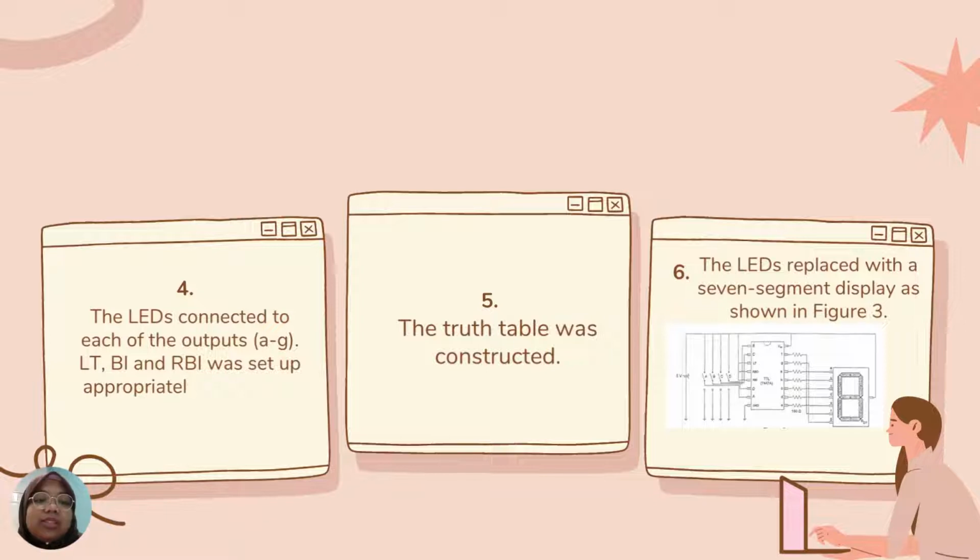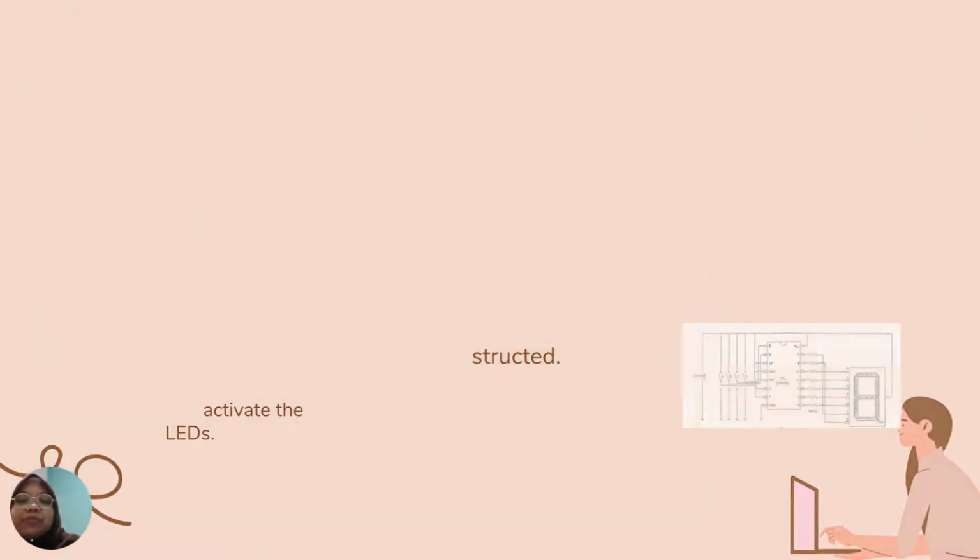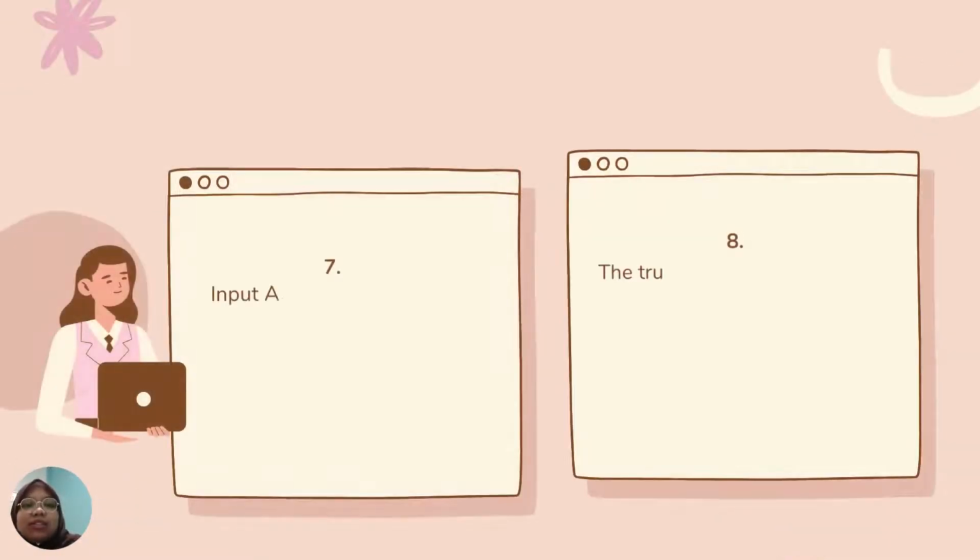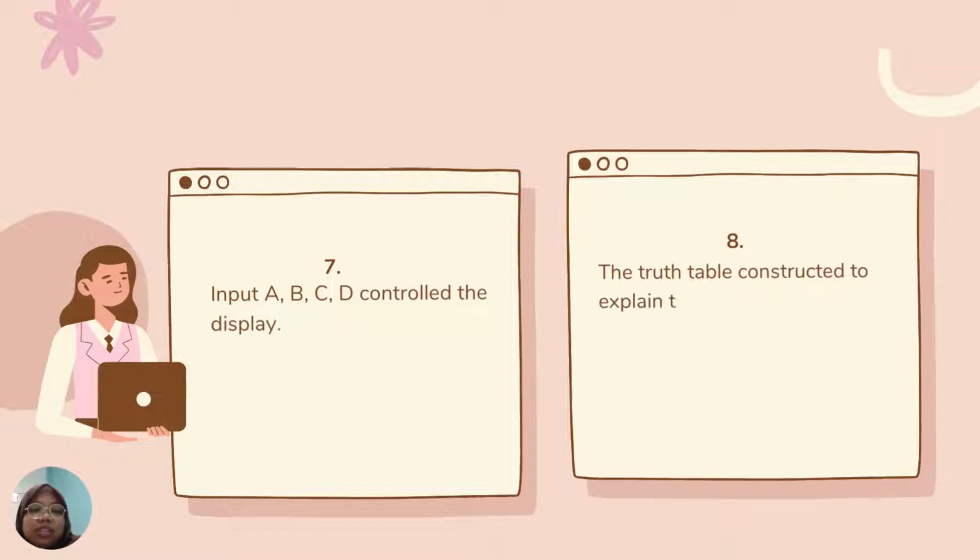The inputs A, B, C, and D are toggled to activate the LEDs. Then the truth table was constructed. The LED was replaced with a 7-segment display as shown in figure 3. And then the inputs A, B, C, D control the display. And lastly, the truth table is constructed to explain the effect of the input 7447 TTL to the 7-segment display.